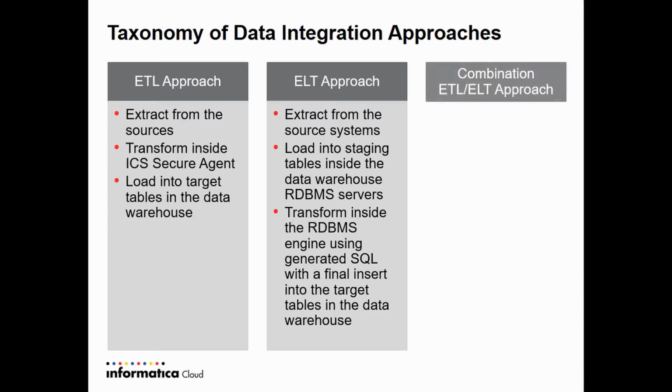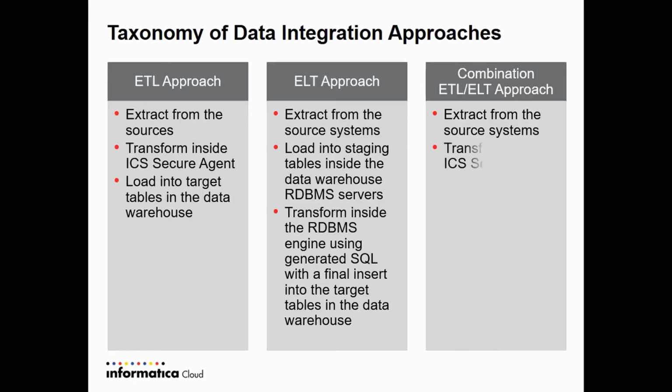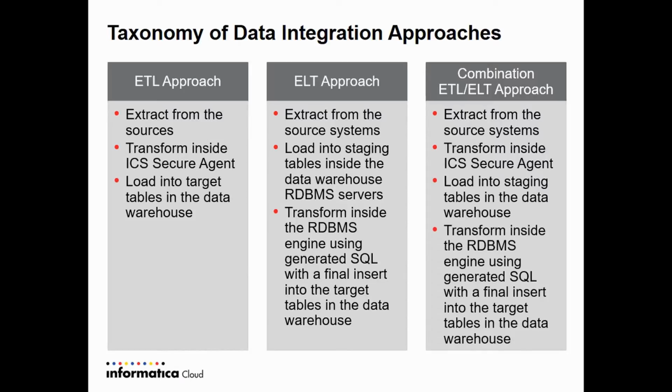There is also a combination of ETL and ELT approach known as a hybrid ETLT approach. It consists of 4 steps. Extract from the source systems, transform inside ICS Secure Agent, load into the staging tables in the data warehouse, and transform inside the RDBMS engine using generated SQL with a final insert into the target tables in the data warehouse.